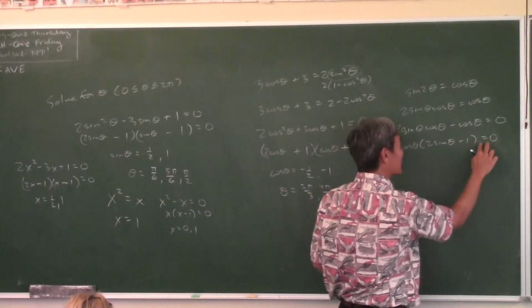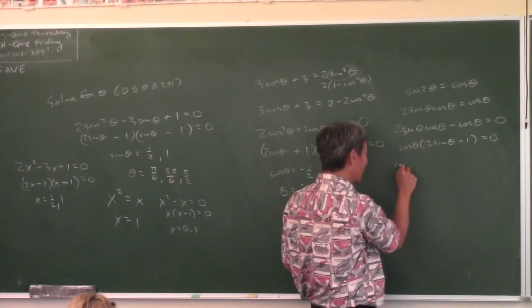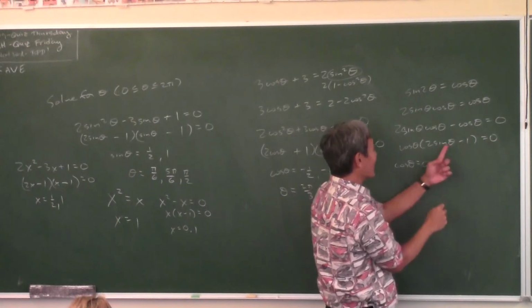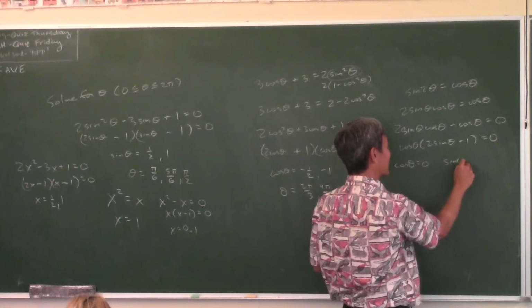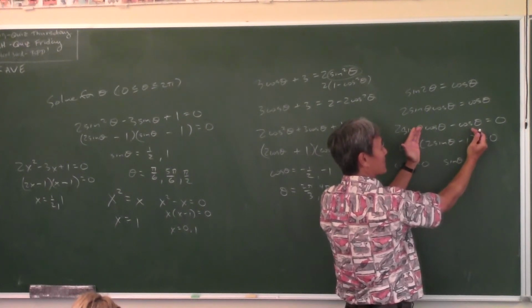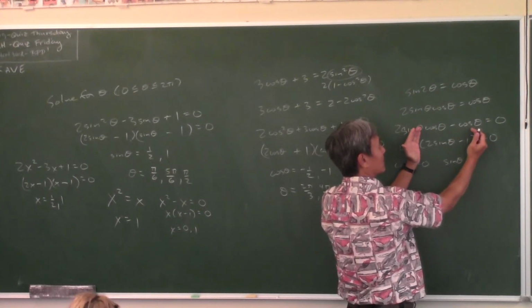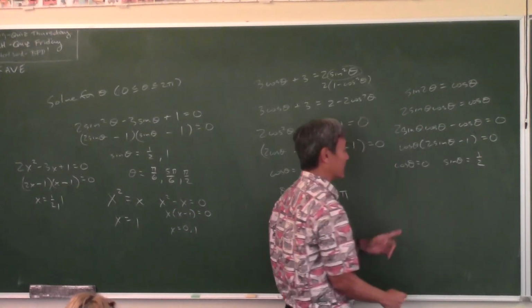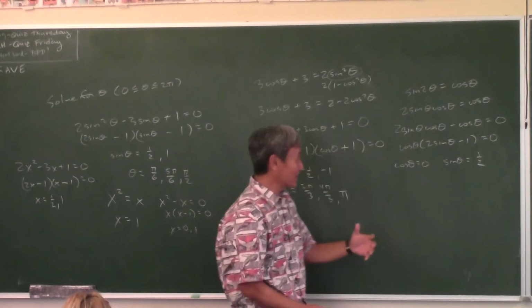Something times something is equal to 0, which means either this one is 0 or that one is 0, which means sine theta is, what would make this 0? Sine theta has to be 1/2. And hey, these are numbers I'm supposed to know, that's right.